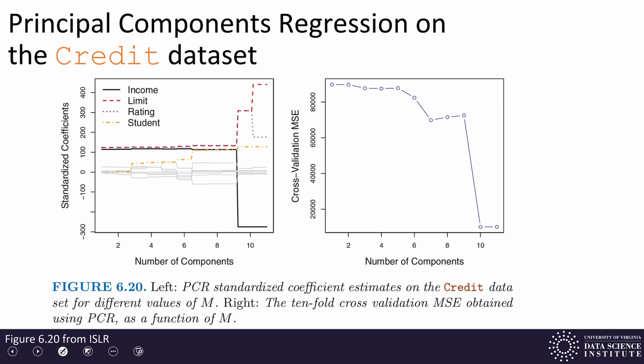Here's an example of principal components regression on the credit data set. On the left-hand side, we have a plot of the number of components on the horizontal axis and then the standardized coefficients. When you do principal components regression, you get standardized coefficients that tell you effectively the coefficients for the different variables. You can see the gray variables that aren't very important, and then the 3 that are important are shown in this key.